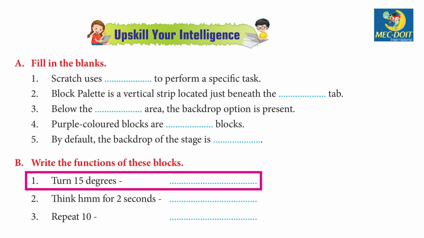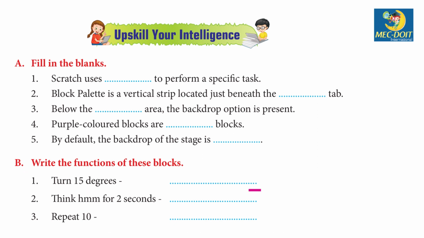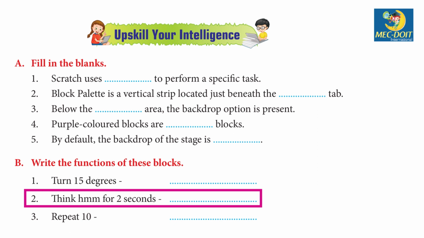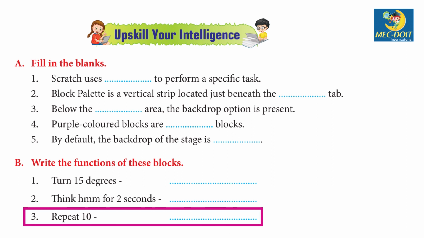B. Write the function of these blocks. 1. Turn 15 degrees. Answer: the default value of the turn block is 15. They will rotate your sprite 15 degrees in a clockwise direction as shown by the arrow on the block. 2. Think for 2 seconds. Answer: use think for 2 seconds to add a thinking cloud to the sprite. 3. Repeat 10. Answer: this allows you to repeat a sequence of commands a particular number of times. You set the number of times the loop will repeat at the top of the block.